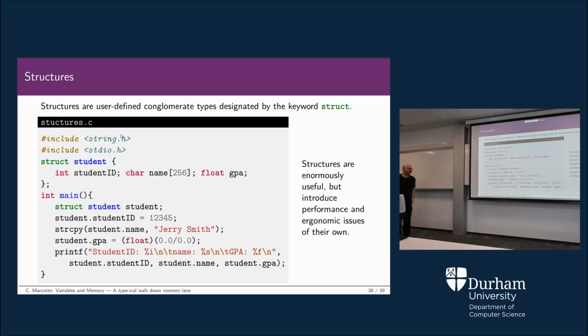Structures are, of course, enormously useful. They introduce some performance and ergonomic issues of their own. You might have heard of array of structs versus struct of arrays. This is a consideration in high-performance computing type things. So for example, if you were doing galactic simulations, you might have a particle type, a struct, which has a position and a velocity and a mass and maybe a charge. And then you would just define your simulation in terms of particle-particle interactions. And then you'd have a long array which lists all of your particles.